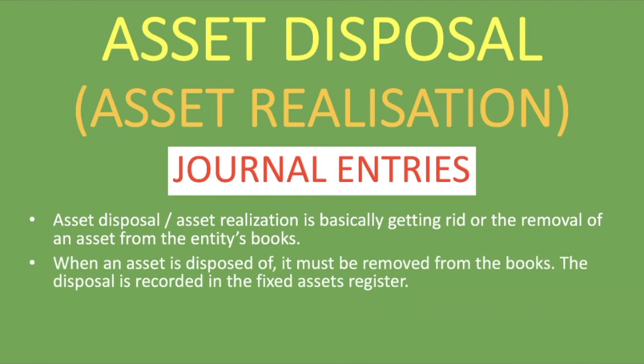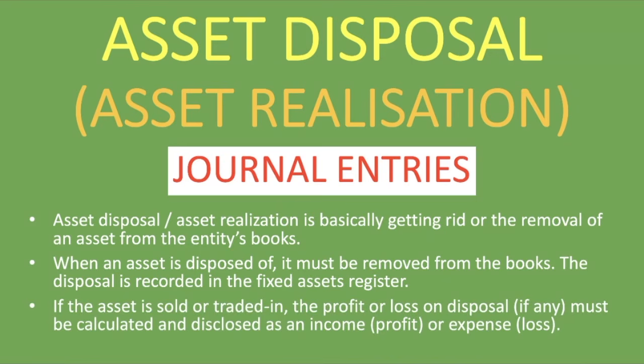When an asset is disposed of, it must be removed from the books. The disposal is recorded in the fixed assets register. So if you've done the fixed assets register or you've seen it before, or the PPE note, you will know that there is a line item called disposal, and that is you getting rid of the asset from your books. So that is what we are doing here when we do the journal entries relating to asset disposal.